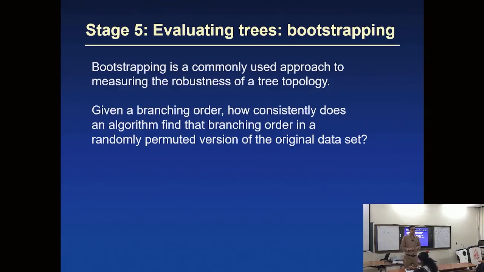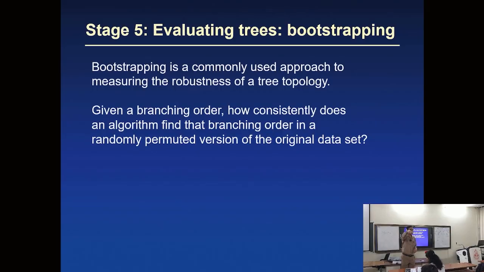Okay, now what is bootstrapping? Bootstrapping is based on random sampling. You will sample a column randomly from the multiple alignment. Say that you have a multiple alignment with 100 columns. You sample a column, and say that you have sampled column number 49. In the bootstrapped sampling, this 49 becomes column number 1.